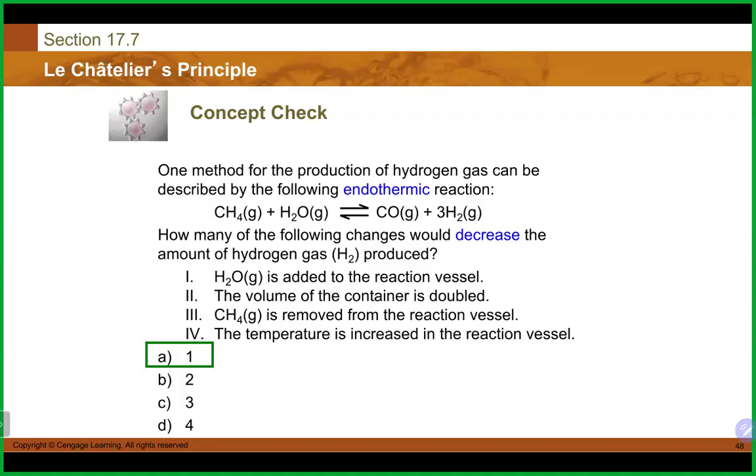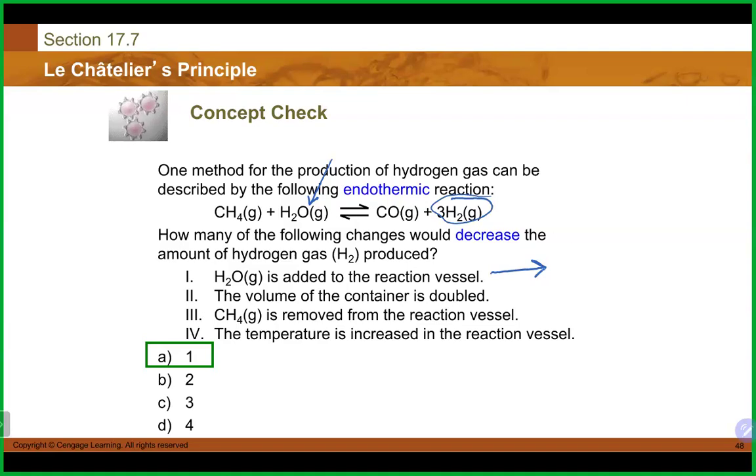All right. And one method for doing this is this endothermic reaction. How many of these would decrease the amount of H2 present? Let's take a look through these. Water is added. By the way, this is water in the gas phase, which does affect equilibrium, unlike water in the liquid phase, which is not part of it. Adding water in the gas phase is going to increase our reactants and cause the equilibrium to shift to the right. That should increase the amount of H2, because that's on the right-hand side. So that's not going to do it.